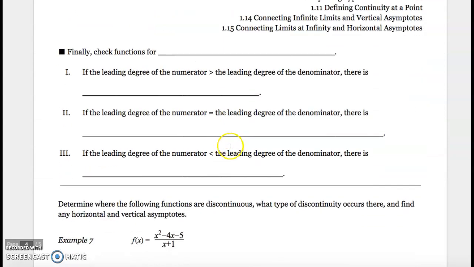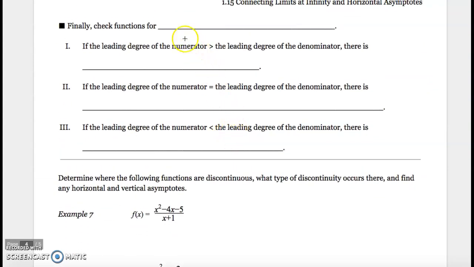All right, last step. Finally, we have to be able to check our functions for horizontal asymptotes. Okay, if your leading degree of your numerator is greater than the leading degree of the denominator, so like in example 7, that would be true, there is no horizontal asymptote.